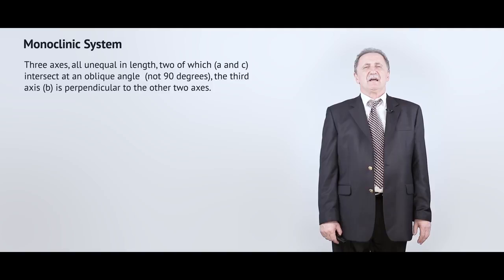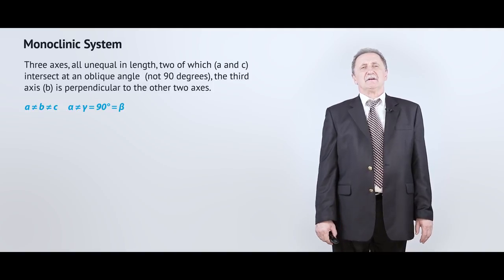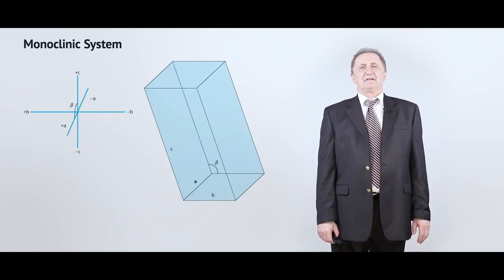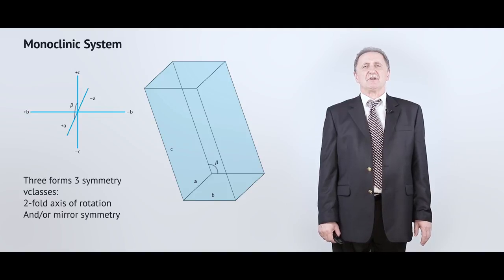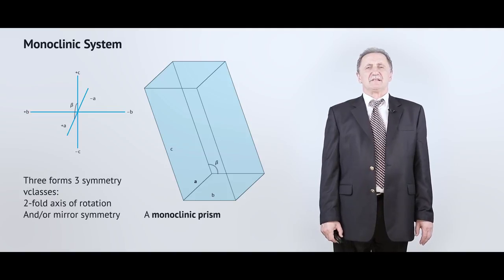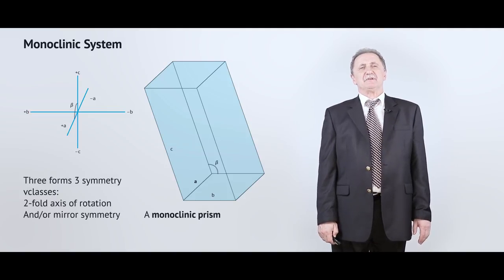Monoclinic system, again, in this case, all 3 axes are not equal to each other, while 2 angles of intersection equal 90 degrees, and the one angle between, for example, alpha and gamma is not equal to 90 degrees. A lower level of symmetry for this monoclinic system. This system involves 3 classes only and has a 2-fold axis of rotation and mirror symmetry. An example, a monoclinic prism, is shown on this screen.